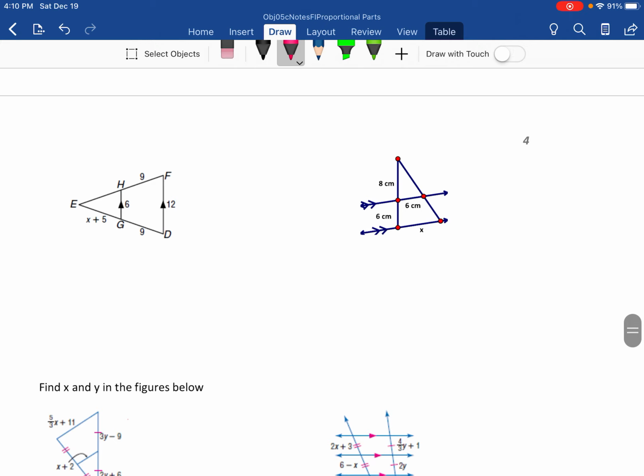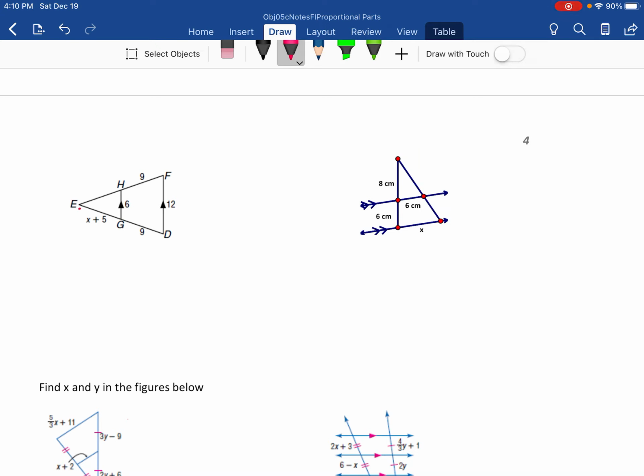These ones you have to be very careful about because these are not the triangle proportionality theorem. You cannot do this. I know a lot of you want to do X plus 5 over 9 equals 6 over 12. But X plus 5 is a whole side of one triangle over a whole side of another, so X plus 5 over 6. But then 9 is only part of a side. And so that's the issue.